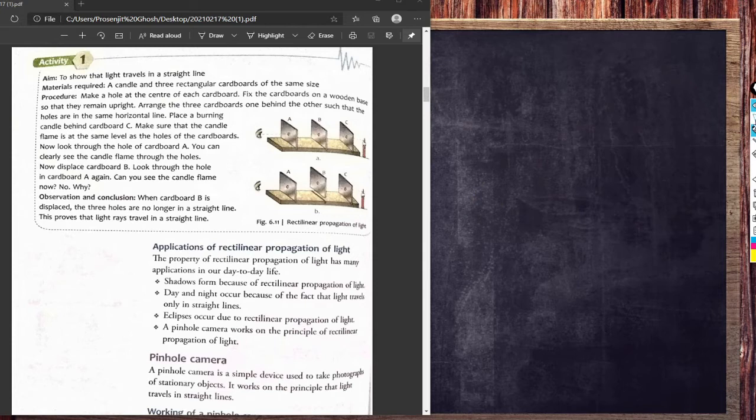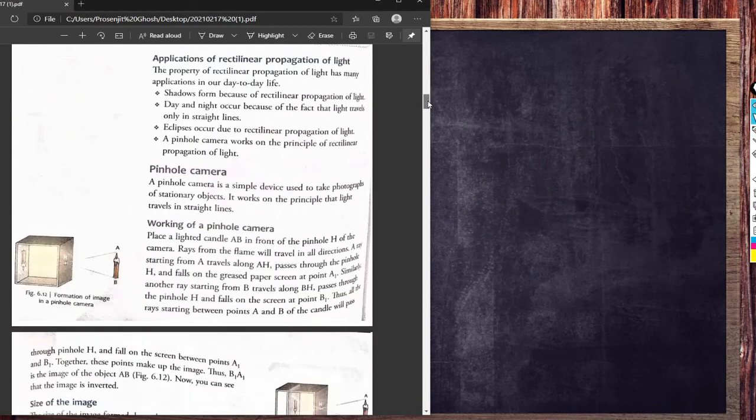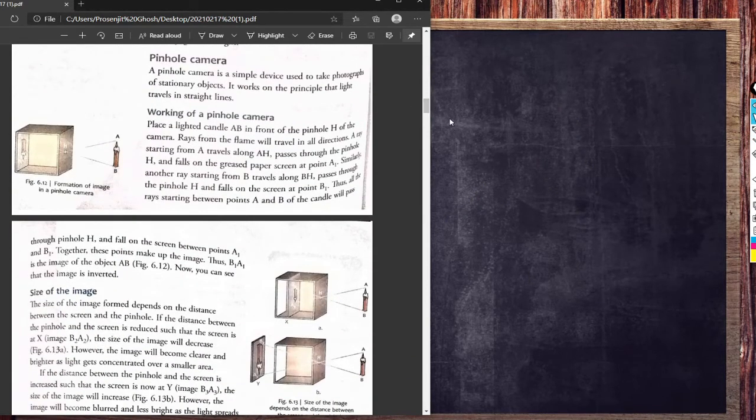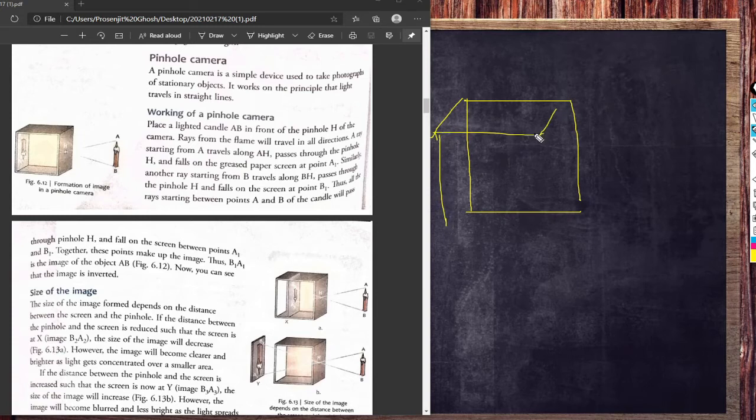Coming to the next part, that is the pinhole camera. You can also do the experiment at home. We are using an empty box over here, and on one face of this box we have a screen, meaning any kind of white paper. If any image appears, we can see it from here.